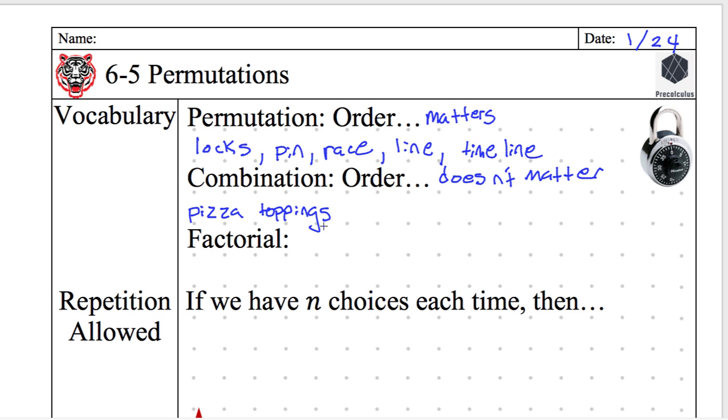I'm sorry, let's choose something not food related. Let's say you're going to the store and you're buying clothing. Let's say you buy a hoodie first, shoes next. Does it matter when you're choosing your outfit? No, they're all going to be on you. So clothing. That's another.